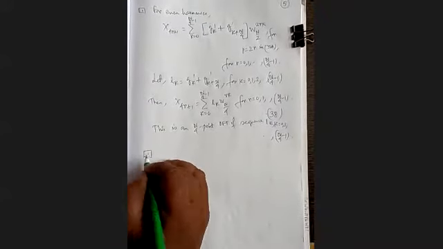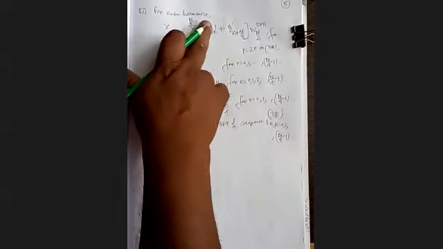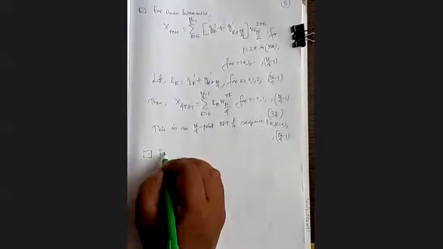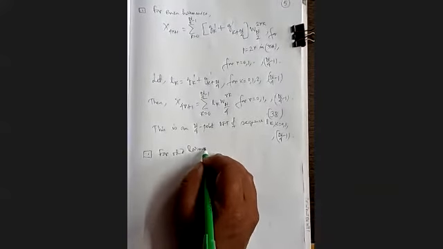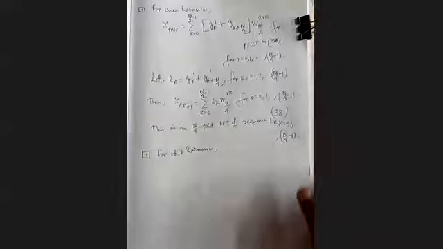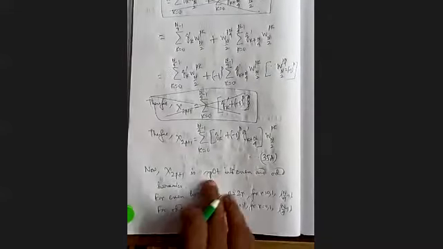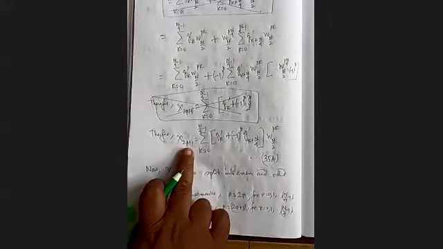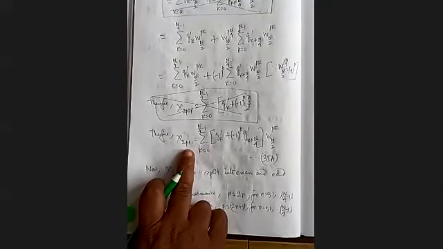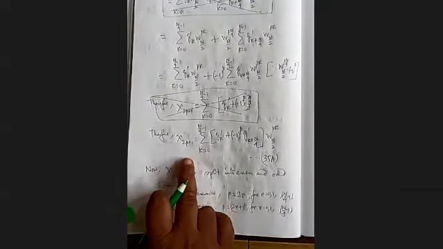Our next one is for odd harmonics. What happens here? See, this is our X(2p plus 1). You put p equal to 2r plus 1. So 2r plus 1, so it is 4r plus 3 actually for odd harmonics.